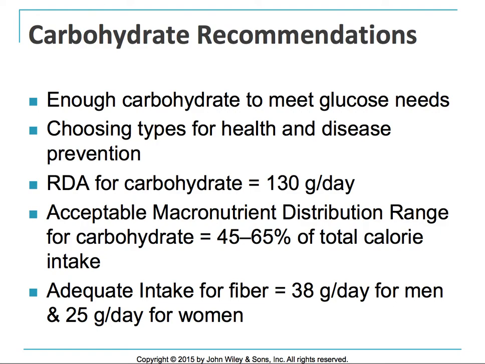The AMDR, or acceptable macronutrient distribution range for carbohydrate, is 45 to 65% of your total calorie intake should be coming from carbohydrates. Now, again, it's about half. It's a good way to remember it, and it is the largest. So the largest portion of your total calories should come from carbohydrates. Adequate intake, AI, another definition you should know.